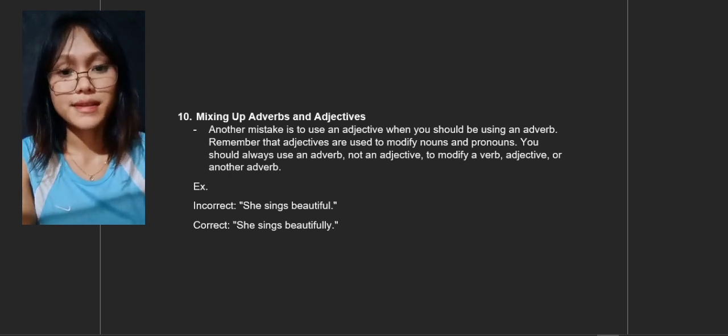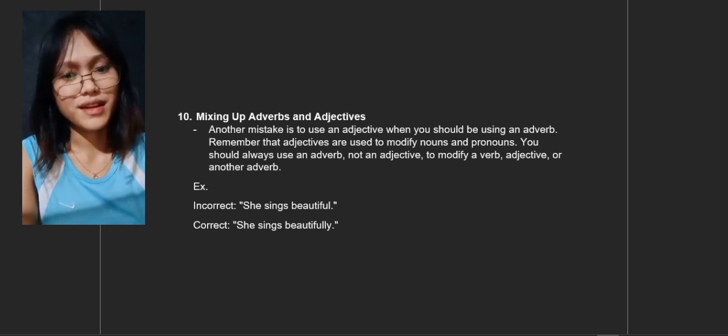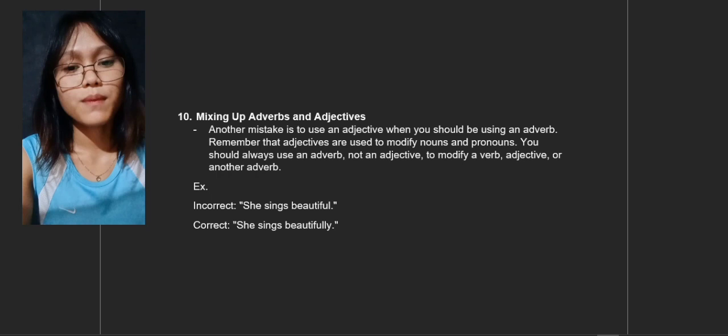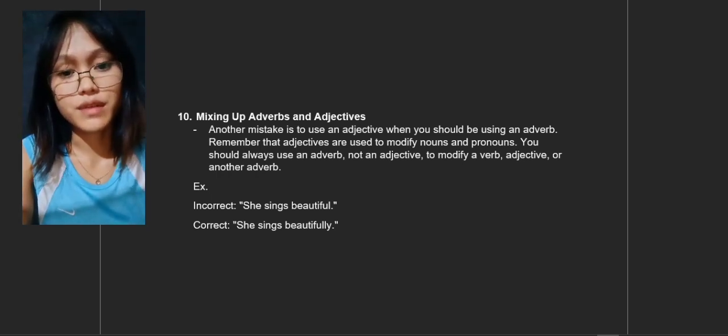Example, incorrect sentence: She sings beautiful. It's a wrong sentence. So the correct one for this is: she sings beautifully. You will use an adverb for this and not an adjective.